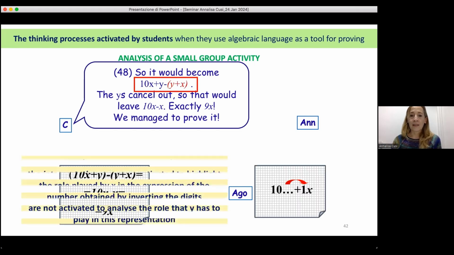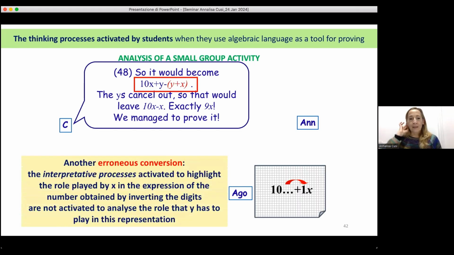We can see that the conversion activated is again erroneous. The interpretative processes that C activated to highlight the role played by x in the second expression to be written are not activated also to analyze the role of y. And so they did not write 10y.